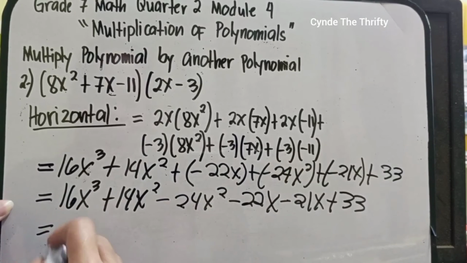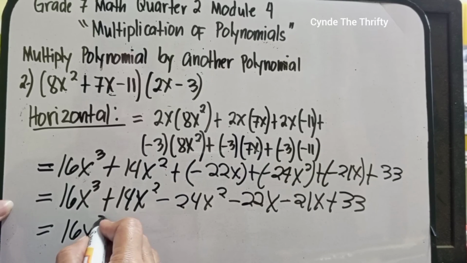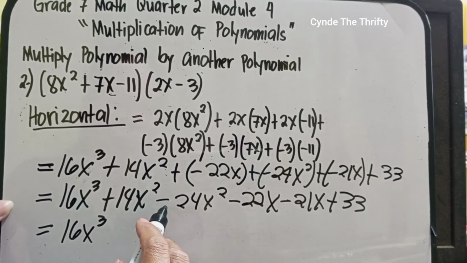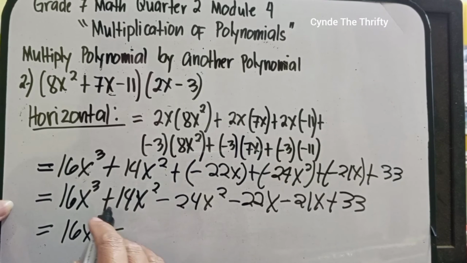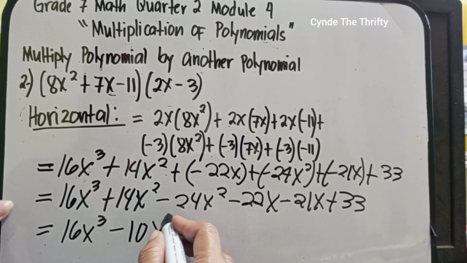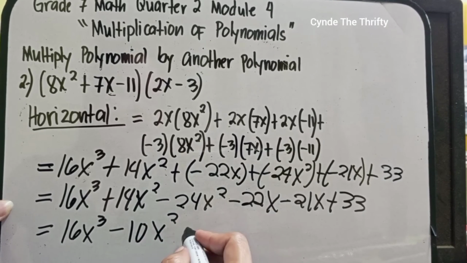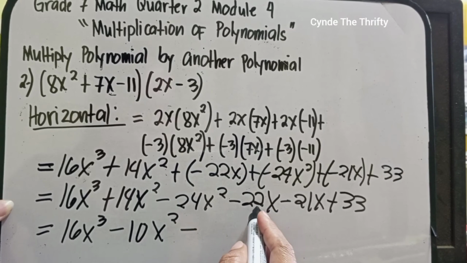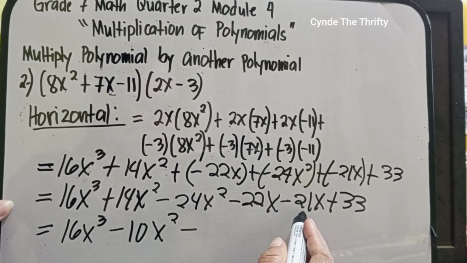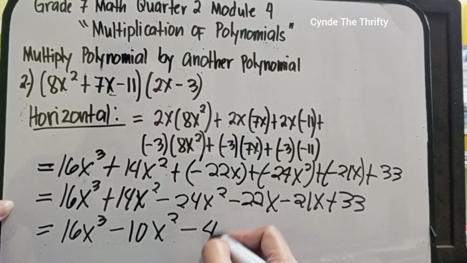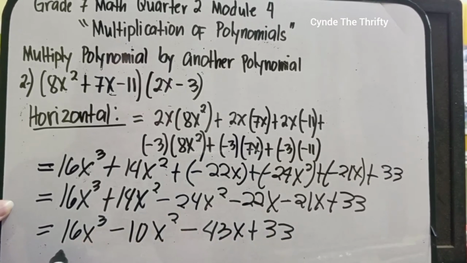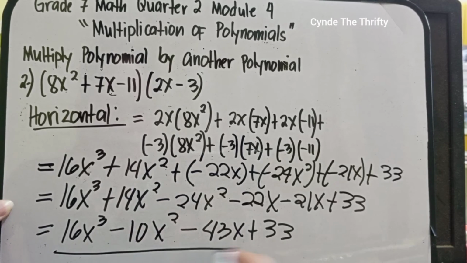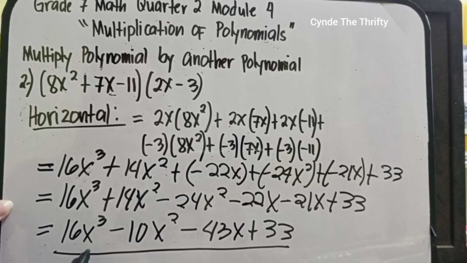So, pwede na tayong mag-add. Kopyahin lang natin si 16x cubed dahil wala siyang kasama. Positive and negative, subtract. Kopyahin ang sign ng bigger number which is 24. So, that is negative. 24 minus 14 is equal to 10x squared. Negative and negative, kopyahin ang common sign. I-add yung number. So, 22x plus 21x is equal to 43x plus 33. So, ang sagot natin is 16x cubed minus 10x squared minus 43x plus 33. Ayan. So, magkapareho lang yung sagot natin sa vertical at horizontal.